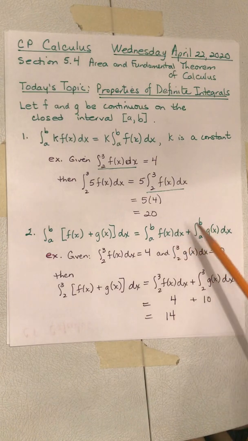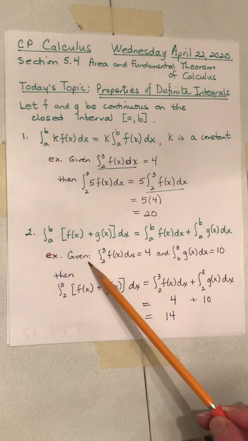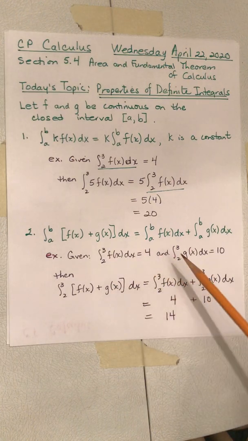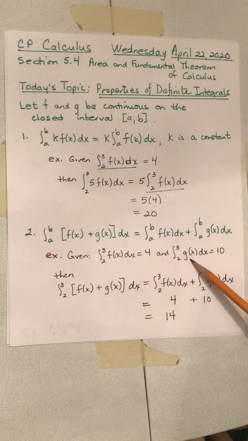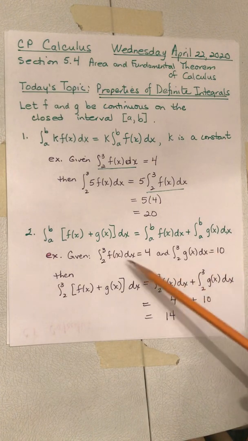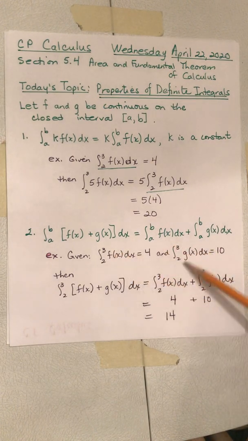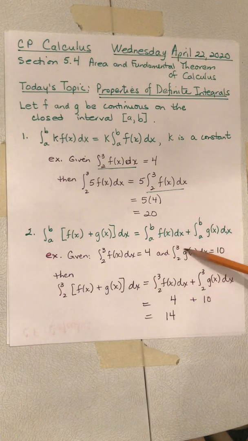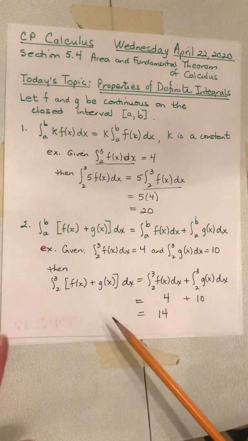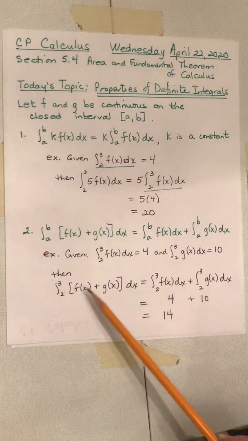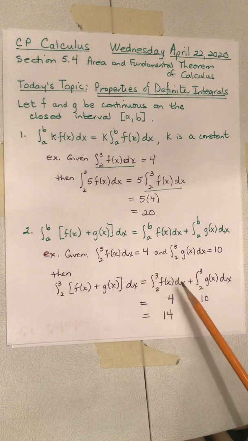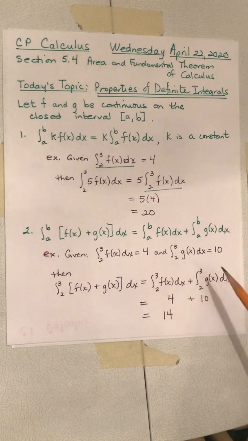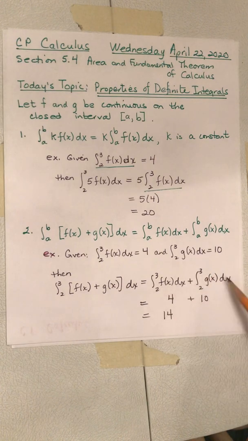So now the given is that the integral from 2 to 3 of f of x dx is 4, and they'll also give us that the integral from 2 to 3 of g of x dx is 10. And these will have the same limits, 2 to 3, 2 to 3, or we couldn't do them because they have to be a to b, a to b. So now they're going to ask, what is the integral from 2 to 3 of f of x plus g of x dx? Splitting it up, we get the integral from 2 to 3 of f of x dx plus the integral from 2 to 3 of g of x dx.